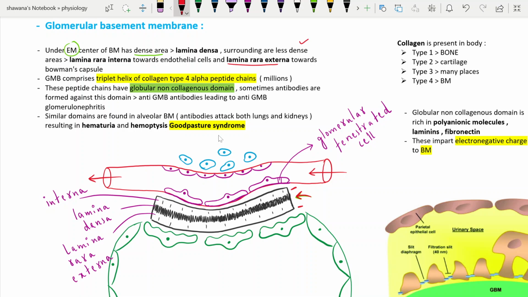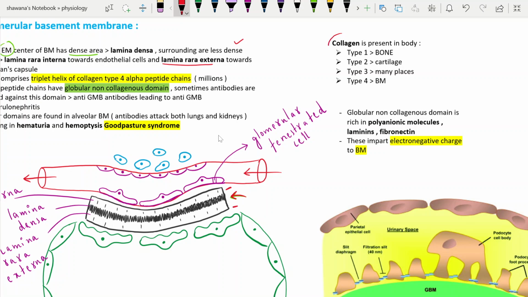Okay, what comprises the glomerular basement membrane? Of course, collagen. What type of collagen? There are several types of collagen present in the body. The glomerular basement membrane is made of collagen type 4, the triple helix of collagen type 4 peptide chains, and there are millions of them which constitute the glomerular basement membrane. Let's discuss the collagen. The first type is present in the bone.